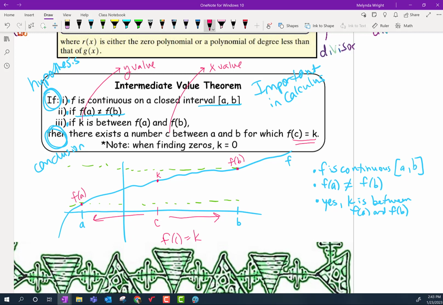If those 3 things are true that I just bulleted, then we are assured that there will be an x value c for which f of c equals that y value of k. Okay? It's the intermediate value theorem. It's saying that there is a value in between those y values. And I will show you how we're going to use it in this course. We're going to use intermediate value theorem to find a 0. But I'll get to that problem in just a moment.